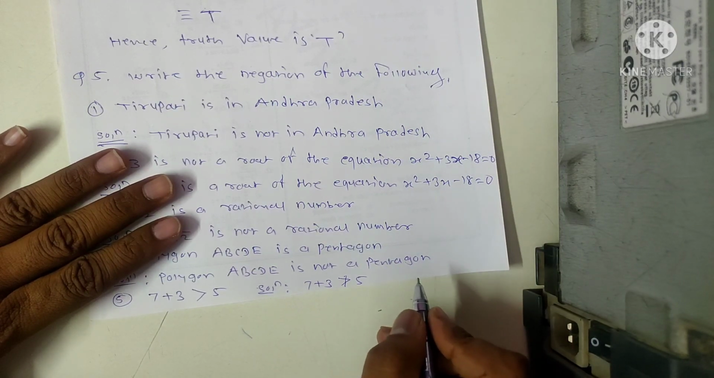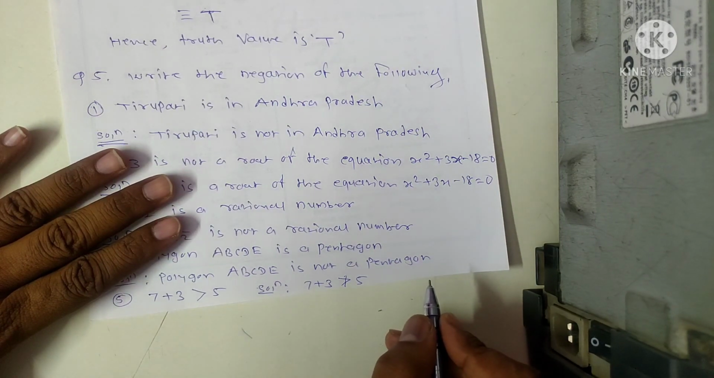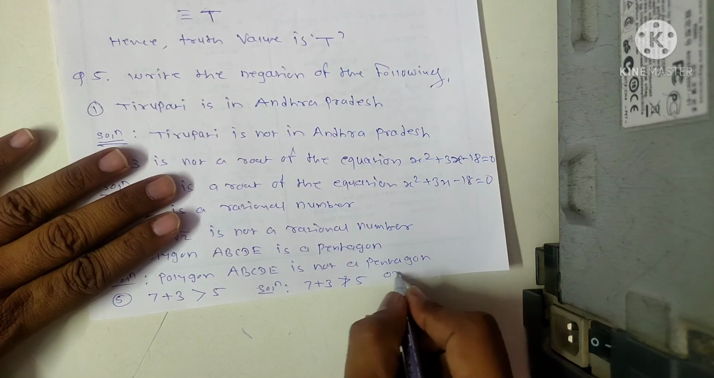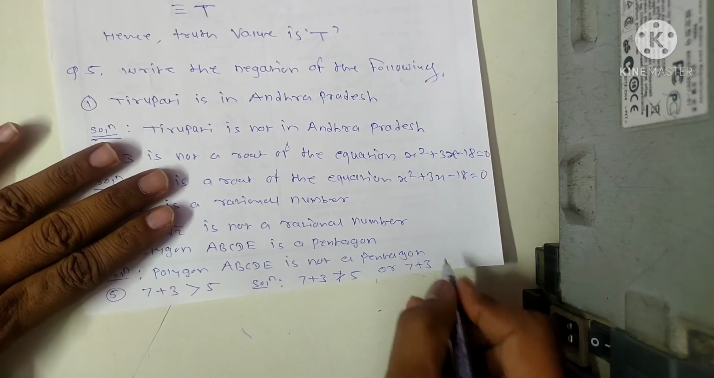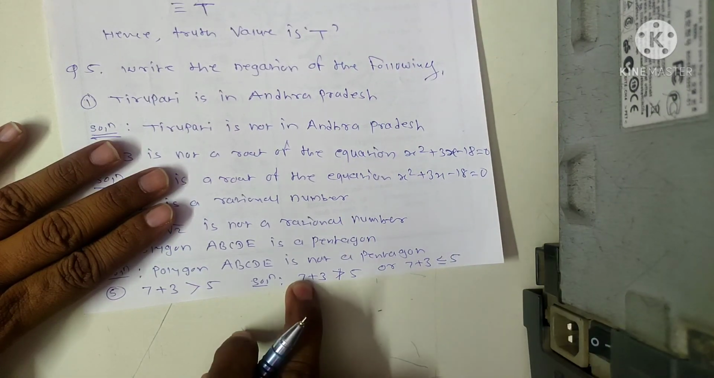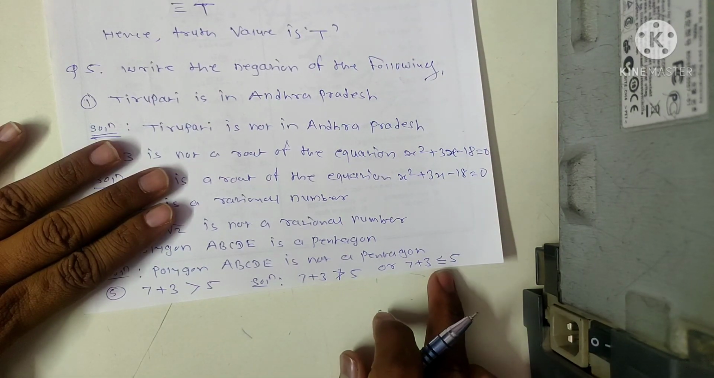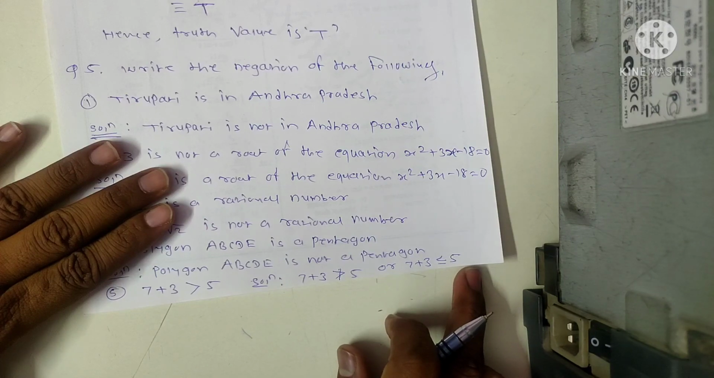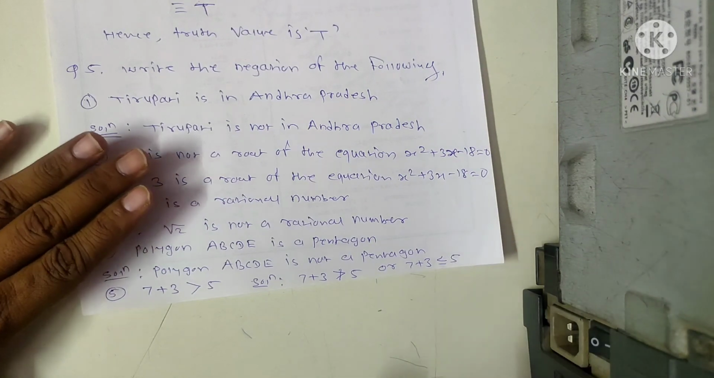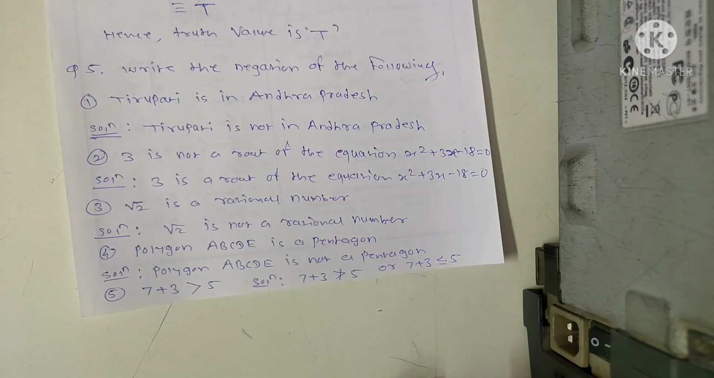Or we can say it is less than or equal to 5. Not greater than means what? Is less than or equal to 5. Or 7 plus 3 is less than or equal to 5. This is also correct. 7 plus 3 is less than or equal to 5 means not greater than. Is it clear? Now this exercise is complete here.